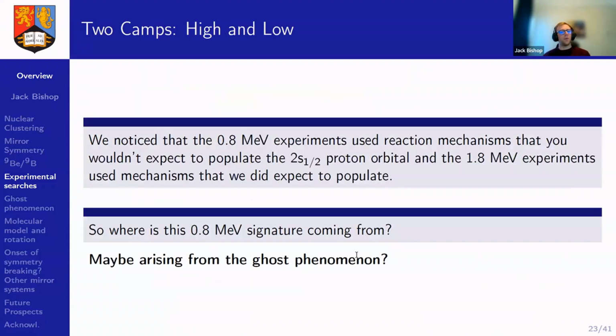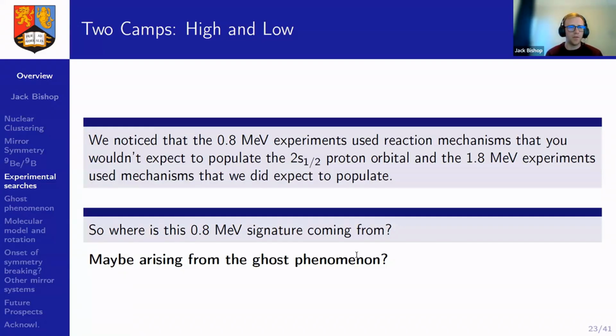When we went through those previous results, what we noticed was that the experiments that saw the 0.8 MeV answer instead of the 1.8 MeV answer used reaction mechanisms that you wouldn't really expect to be able to put a proton into that 2s 1/2 orbital. Those where we did expect to see it were where you saw the state at 1.8 MeV. That's very interesting, but it leads to the question: where is this thing at 0.8 MeV coming from? There were multiple experiments. They didn't populate the state at higher excitation, but they still saw something. So where is this signature coming from?